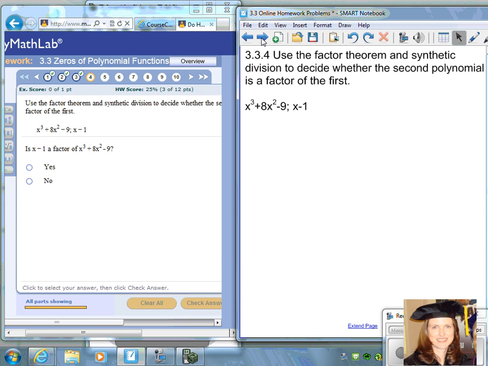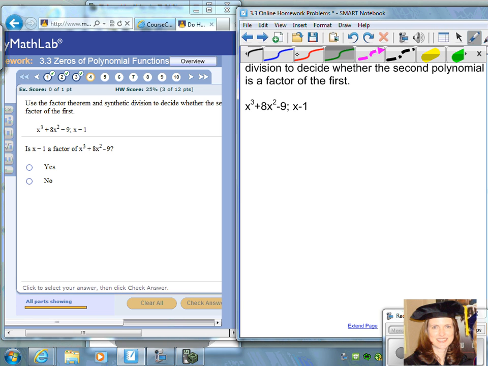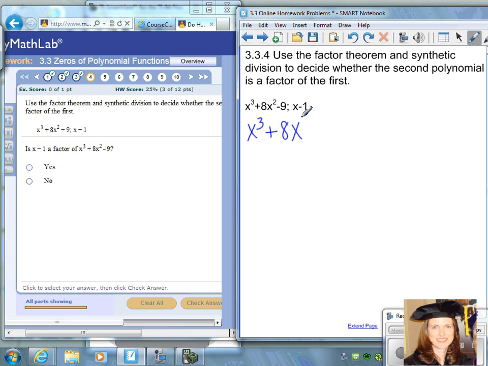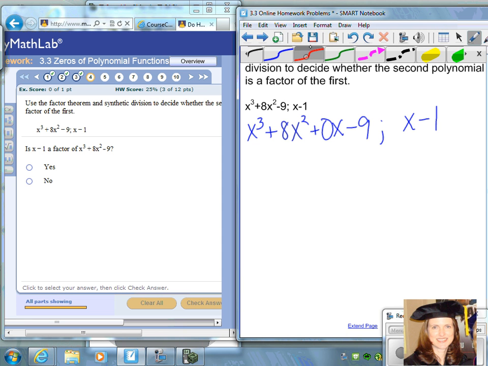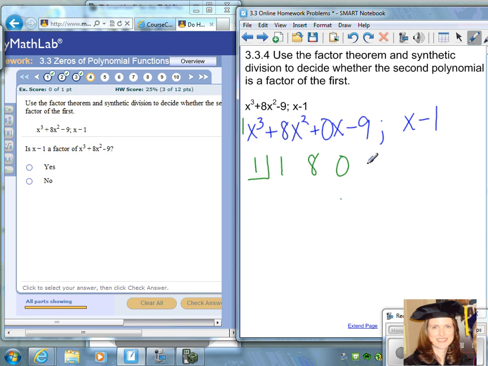Let's continue. Number 4, use the factor theorem and synthetic division to decide whether the second polynomial is a factor of the first. I want to rewrite this one because there is a missing power of x. We have x to the third plus 8x squared. We're missing the x to the first power. So I'm going to write a 0x and then a minus 9. We want to determine if x minus 1 is a factor. We're going to set up the synthetic division with a positive 1 in the box because we're trying to divide by x minus 1, and then using the coefficients 1, 8, 0, and negative 9.